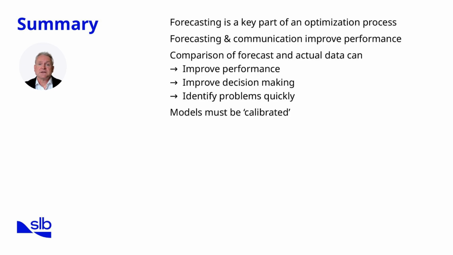Another major advantage is early problem identification. Variances between forecast and actual data highlight potential issues quickly, giving us a chance to intervene before they escalate. But to be effective, models must be calibrated. Without calibration, the gap between forecast and execution widens, undermining confidence and performance. Calibration ensures that our models remain relevant, accurate, and actionable. Forecasting and communication together create a feedback loop. Forecasts set expectations, execution provides reality, and calibration keeps the system aligned.